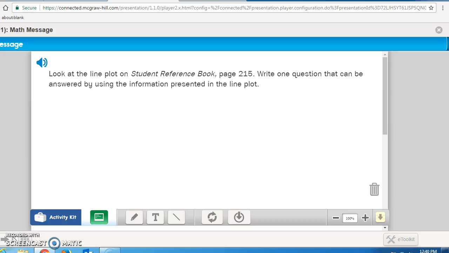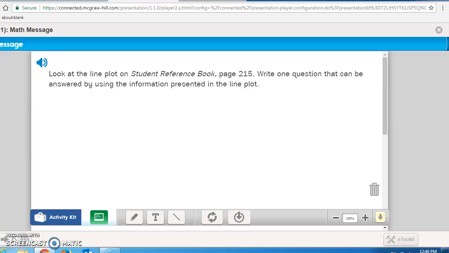Hopefully by looking at page 215, you've noticed and thought about, well, how many insects were measured? And it says 22. What is the insect measure that appears most often in that line plot? 2 inches. Please make sure as I'm asking and answering these questions that you are looking on page 215 of your student reference book, not your math journal, to look up these answers.